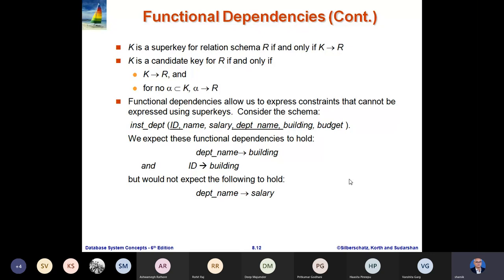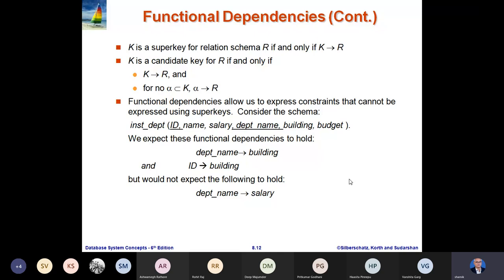If we consider the other way, a department can be in two different buildings, so department name to building does not hold. But does it hold the other way? Say in a building only a single department can be located. Although a department can be spread across multiple buildings, wherever it is spread, those buildings will be housing only one department. Then it will be the other way: building to department name, that functional dependency will hold.